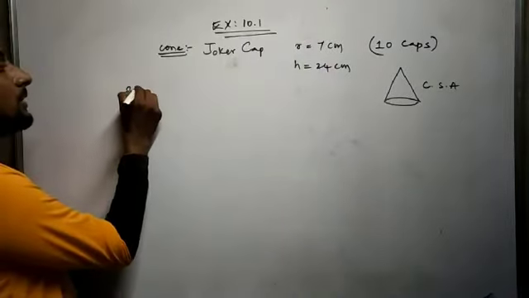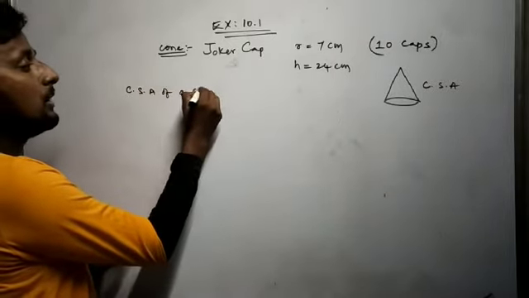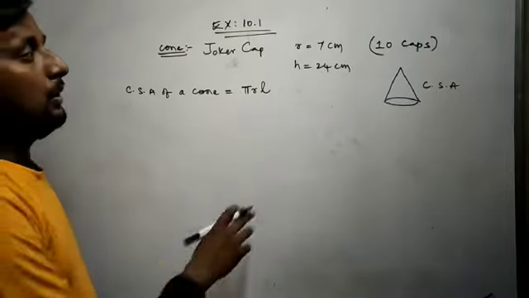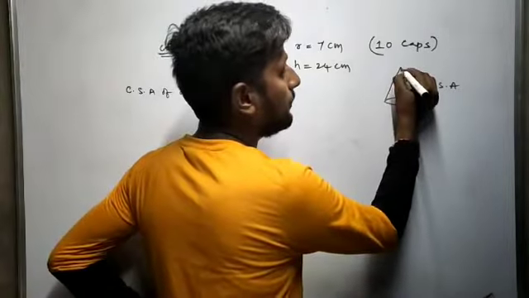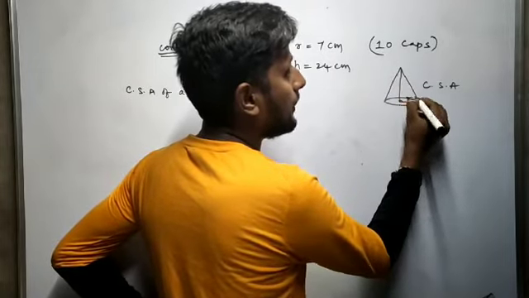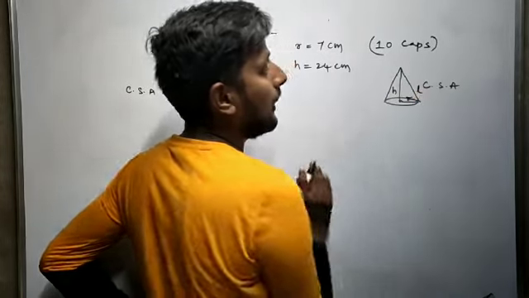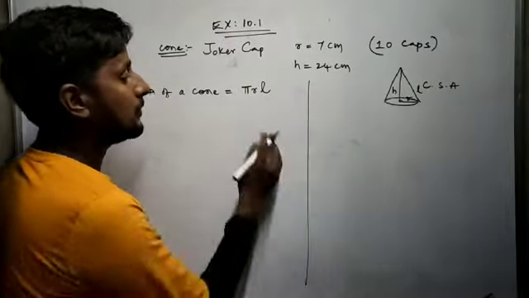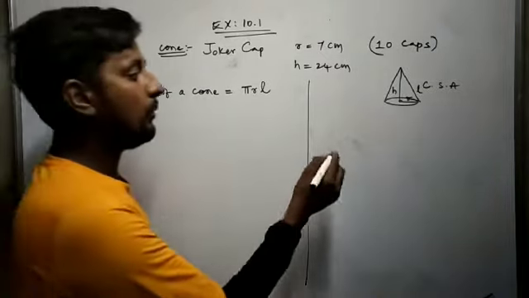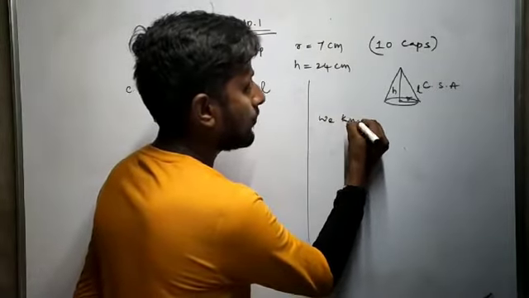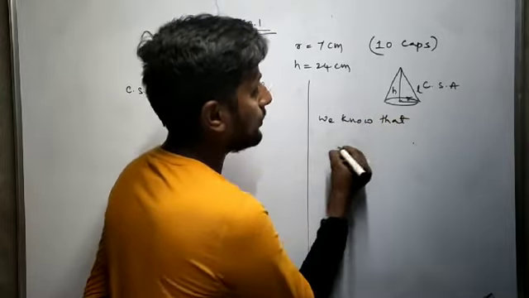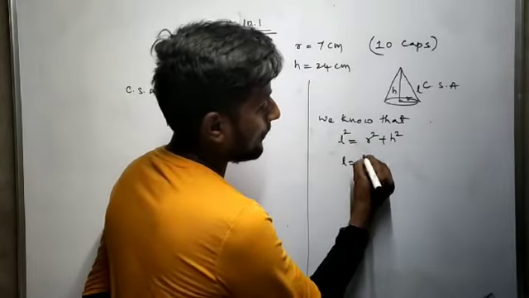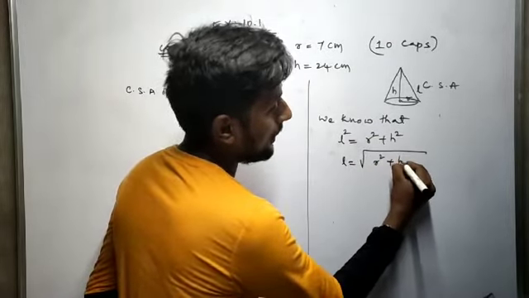Now, CSA of a cone, formula: pi r l. I told you already from the diagram, here h is the height and l is the slant height. If we want to substitute l, we have to know the l value. We know that l squared equals r squared plus h squared. So l is the square root of r squared plus h squared.